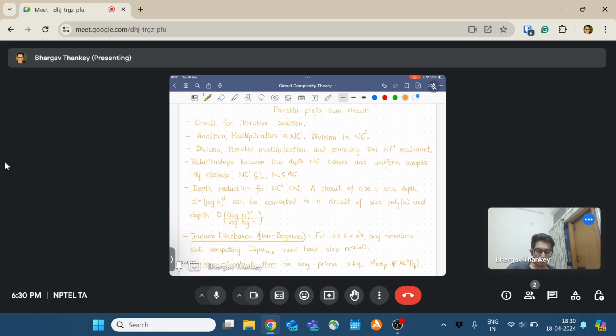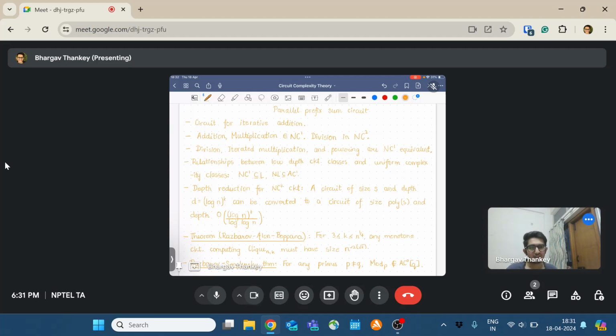So after that, we saw some relationships between low depth circuit classes and uniform circuit classes. So we saw that log space uniform NC1 is in L, and NL is in AC1. By log space uniform NC1, I mean the following. A function family is in log space uniform NC1 if there exists a family of NC1 circuits that compute that function family, and moreover that circuit family is log space uniform.